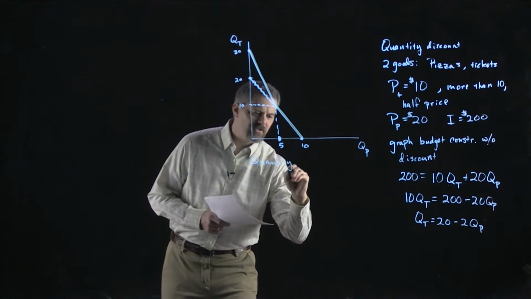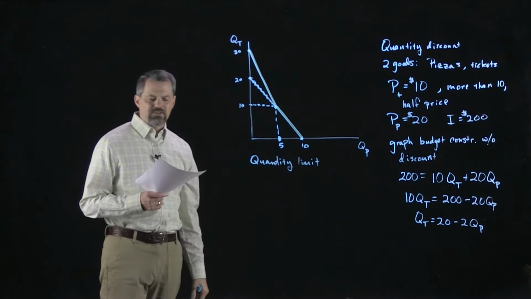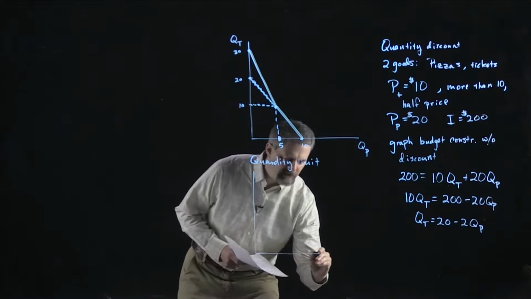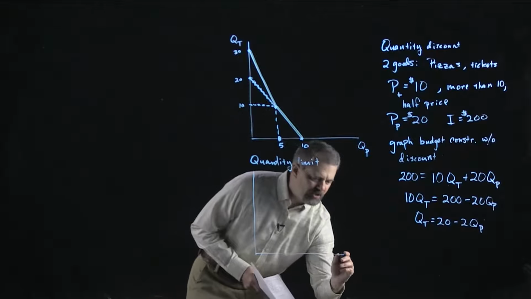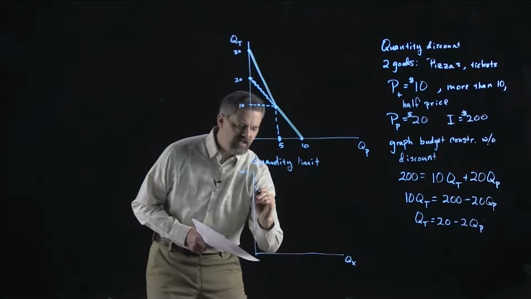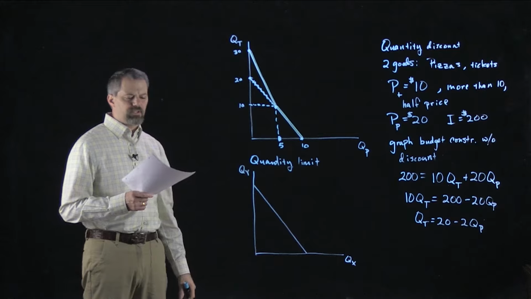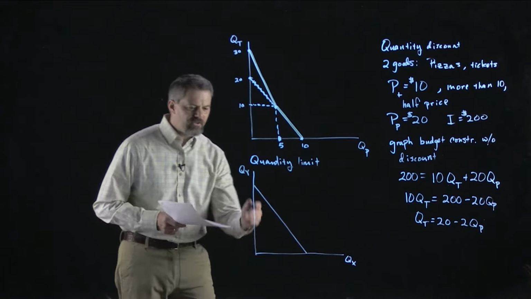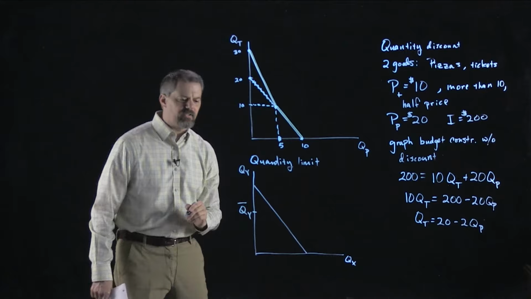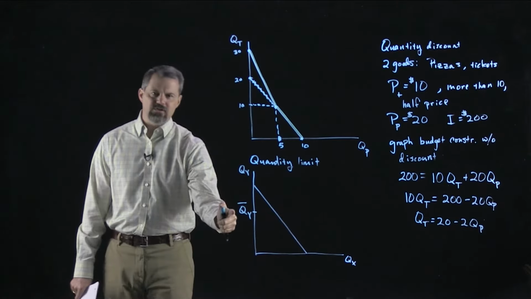Let's think about what the budget constraint looks like if there's some limit on the amount of something you can buy. And it's pretty straightforward. Let's suppose that we draw a budget constraint, and let's just put QX and QY down here. And let's suppose we have a budget constraint that looks like this. We don't need to worry about numbers for this one, but let's suppose there's a limit on the amount of good Y that you can buy, and that limit, I'm going to use a bar over it. Let's suppose that limit is right there. You can't buy more than this many units of good Y.